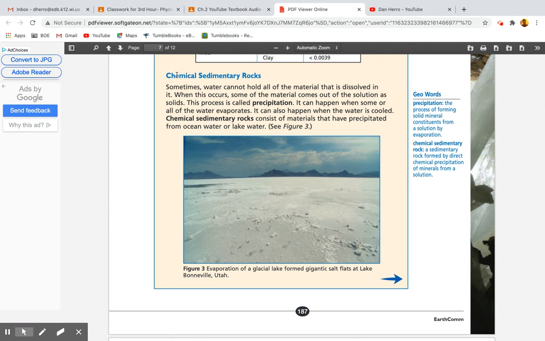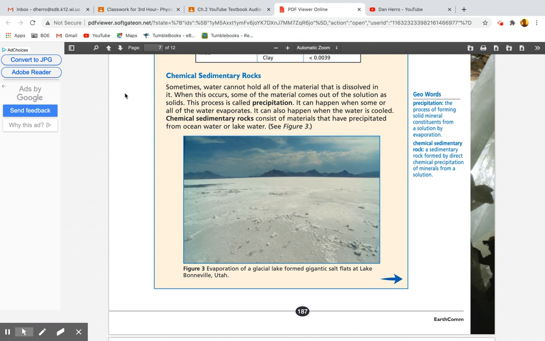Chemical sedimentary rocks. Sometimes water cannot hold all of the material that is dissolved in it. When this occurs, some of the material comes out of the solution as solids. This process is called precipitation. It can happen when some or all of the water evaporates. It can also happen when the water is cooled.